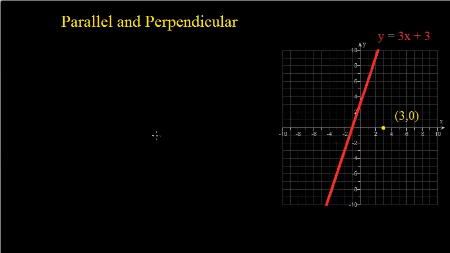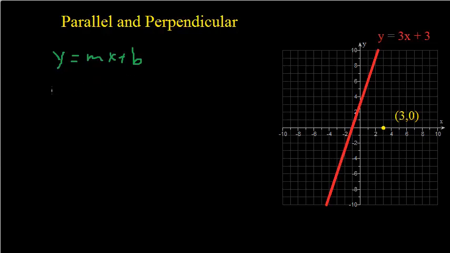So let's say I want to find the parallel line to this y equals 3x plus 3 that runs through the point (3, 0). Well, I know parallel lines always have the same slope. So here I see my slope of 3, so my new equation must also have a slope of 3, and it must go through the point (3, 0). So I can already fill in a lot of pieces into my y equals mx plus b. I'm going to plug in that point (3, 0) and the slope of 3, and then just solve for my b, and I'll have my new equation.